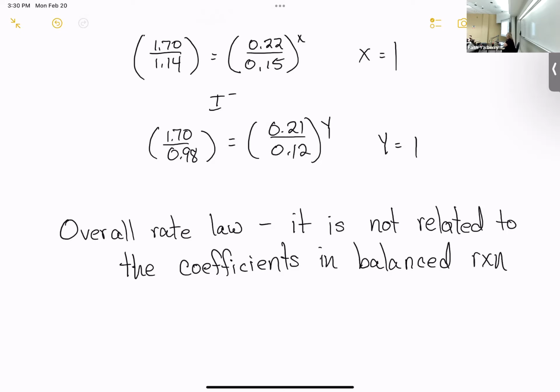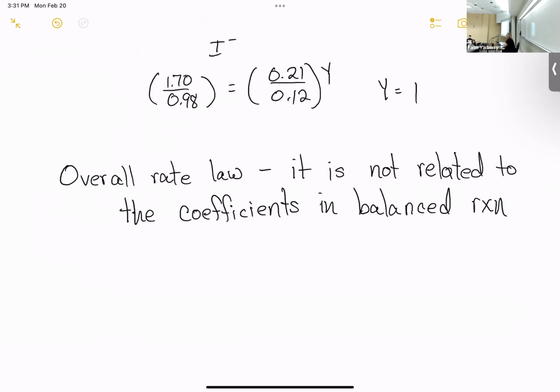That's one thing I wanted to bring to your attention, because a lot of times when we've done chemistry, we say, look at those coefficients, look at those coefficients. Don't look at the coefficients for rate laws. You can't, because it comes down to how many molecules are colliding at a time. Any questions about the method of initial rates?